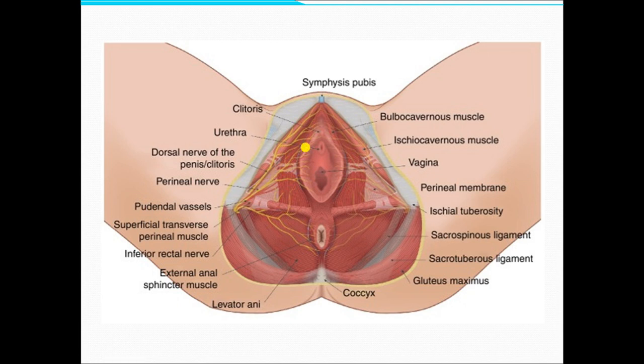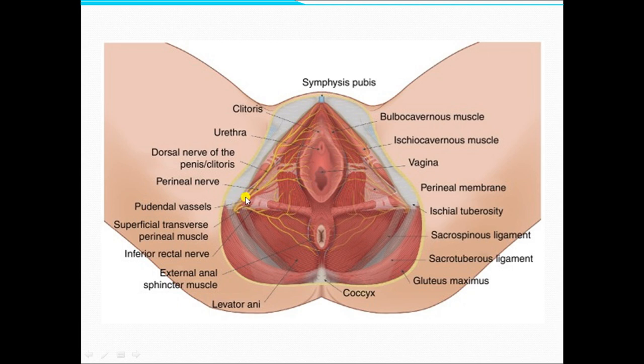Next, the superficial branches are called sensory branches. The sensory branches give the posterior scrotal nerves and labial nerves, which supply the posterior two-thirds of the scrotum and labia majora.